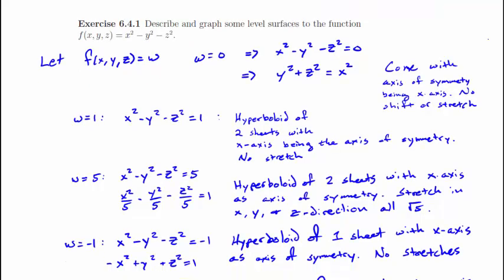All right, let's wrap this lecture up. Exercise 6.4.1. Describe and graph some level surfaces to the function f of xyz equals x squared minus y squared minus z squared. Let's let f of xyz equal w. If w equals 0, we get x squared minus y squared minus z squared equals 0, which implies that x squared plus z squared equals x squared. This gives us a cone with the axis of symmetry being the x-axis, no shifts or stretches.